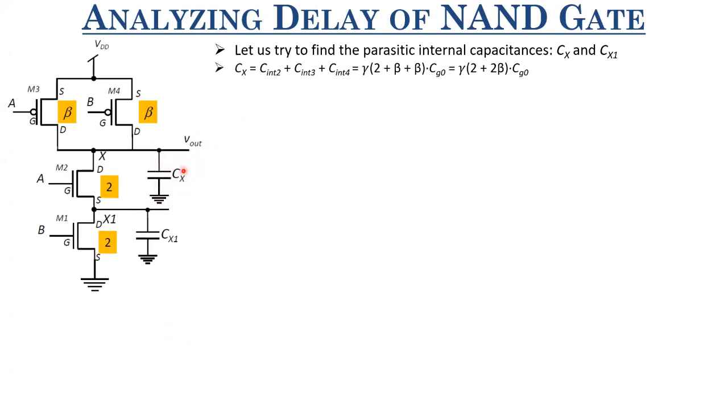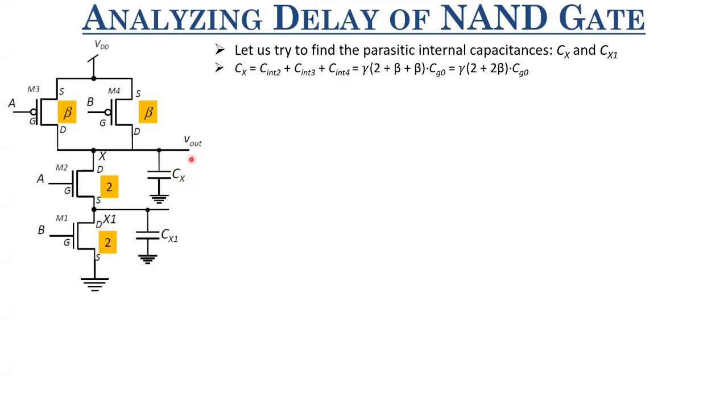So what is this Cx? Cx is C internal of M4 plus C internal of M3 plus C internal of M2. Why? Because these three MOSFETs are connected to this node. So all the intrinsic capacitances of these three MOSFETs will add up and constitute this Cx.